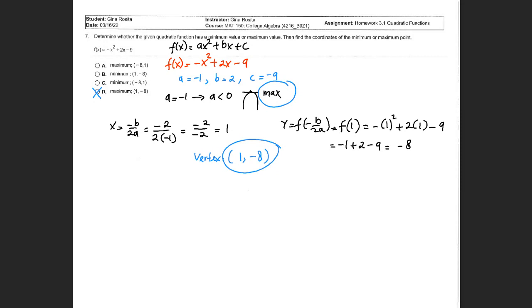Now number 8. Give the domain and range of the quadratic function whose graph is described. The vertex is negative 7, negative 9, and the parabola opens up. Just draw first. I just draw over here.